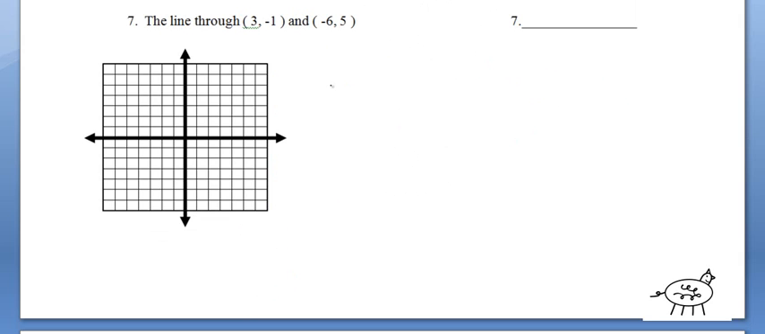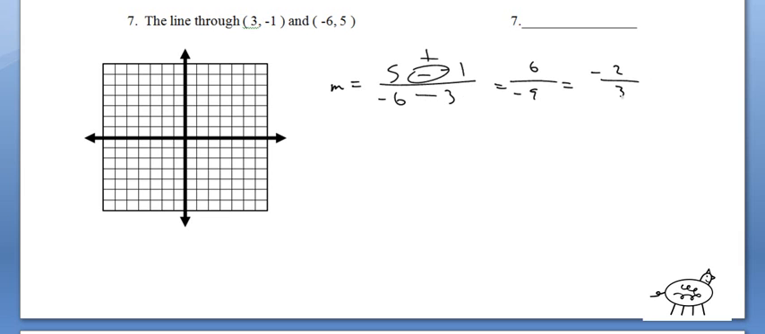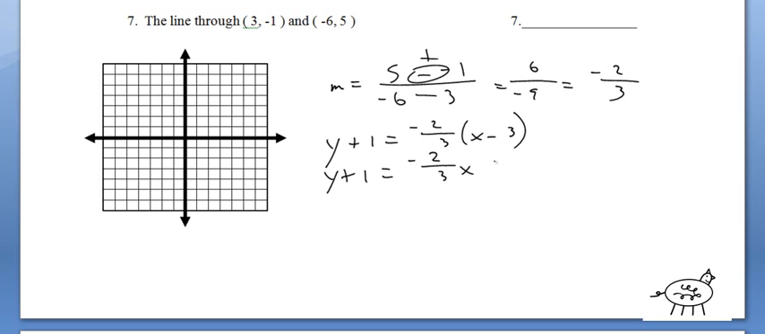One more here. Slope is y2, so 5 and negative 1, and x's negative 6 and 3. So it's going to be 6 over negative 9, which is negative 2/3. So let's use the first point, y plus 1 equals negative 2/3 x minus 3. So y plus 1 equals negative 2/3 x. If I multiply negative 2/3 times negative 3, I get positive 2. Subtract 1, so y equals negative 2/3 x plus 1.